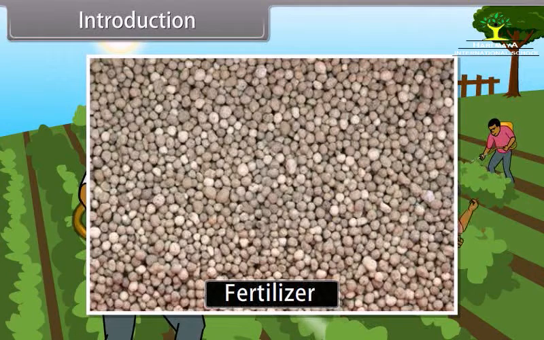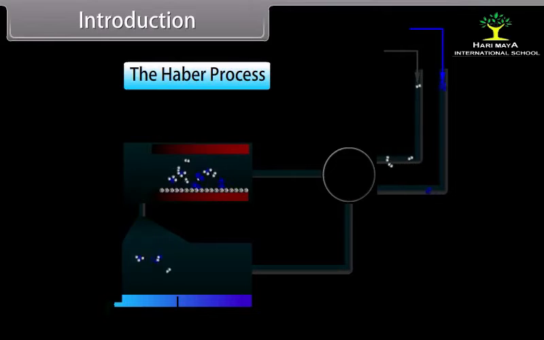To meet the high demand of ammonia, it is manufactured on a large scale by Haber's process. The Haber's process combines nitrogen with hydrogen into ammonia. Nitrogen is an important element in P block in the periodic table. So students, today we'll study about the P block elements.